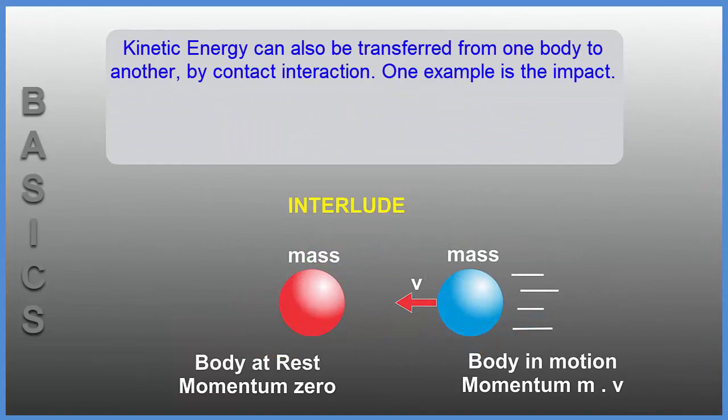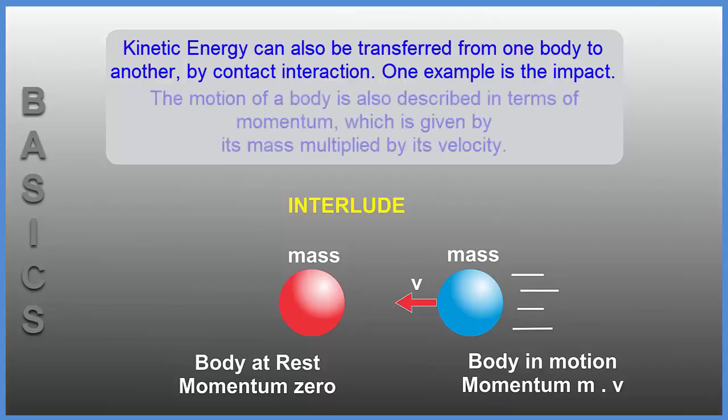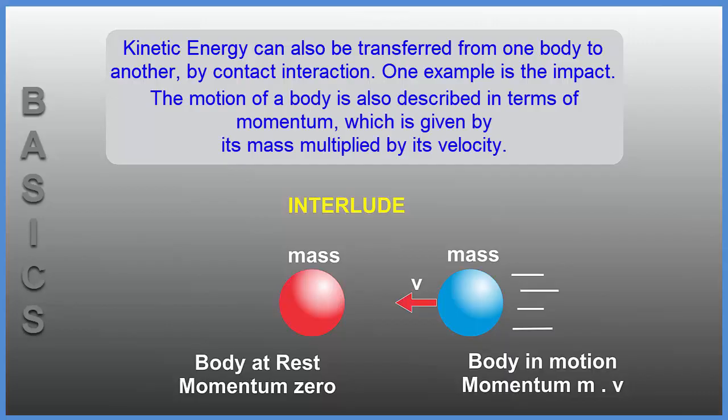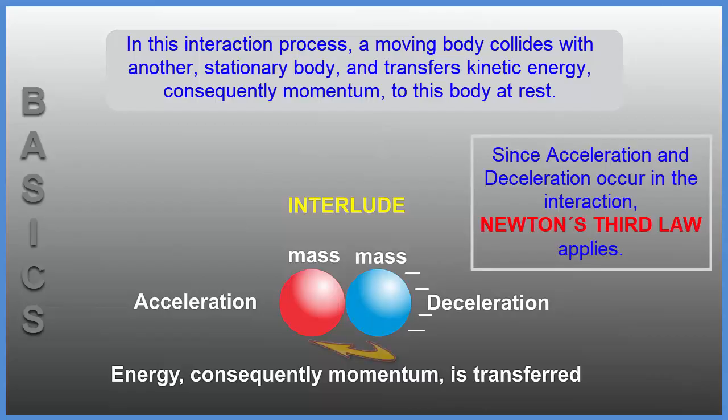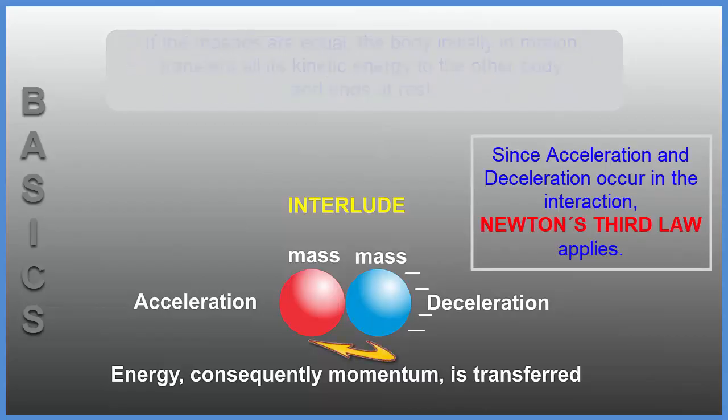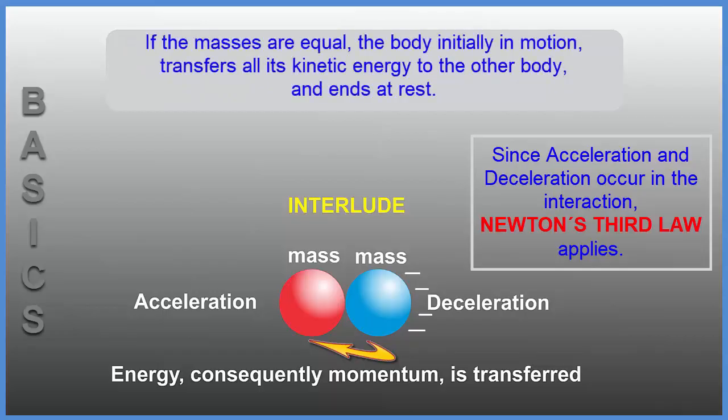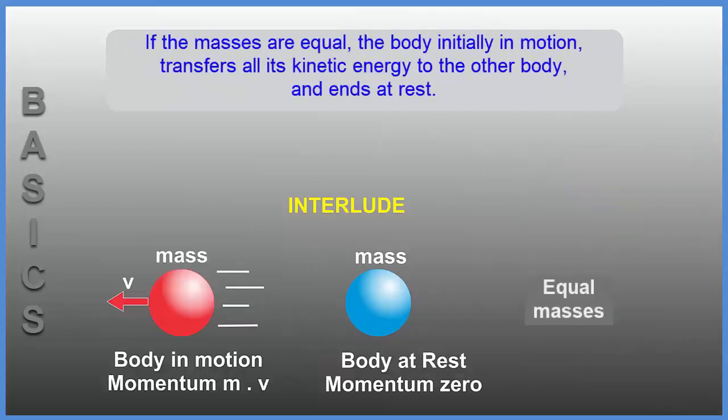Kinetic energy can also be transferred from one body to another by means of contact interaction. One example is the impact. The motion of a body is also described in terms of momentum, which is given by its mass multiplied by its velocity. In this interaction process, a moving body collides with another, stationary body, and transfers kinetic energy, consequently momentum, to this body at rest. If the masses are equal, the body initially in motion transfers all its kinetic energy to the other body, and ends at rest.